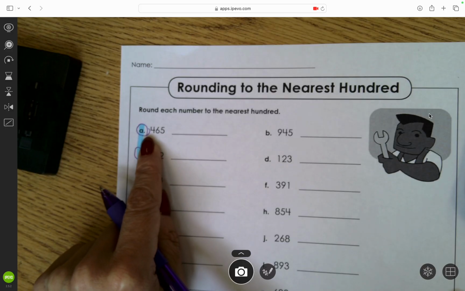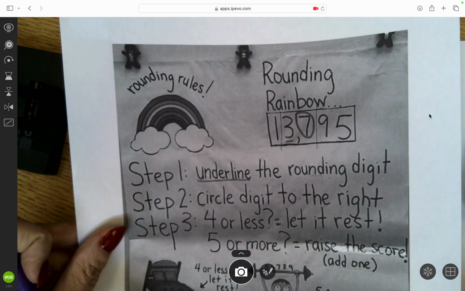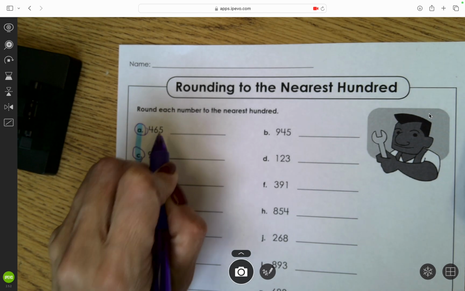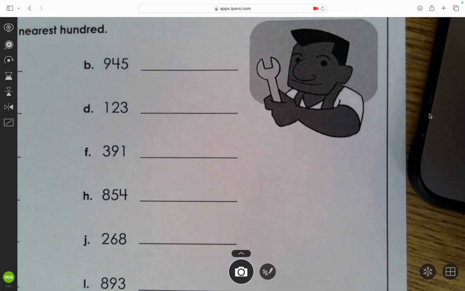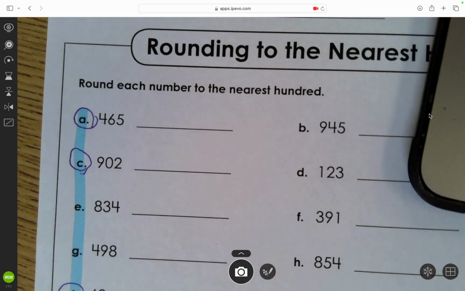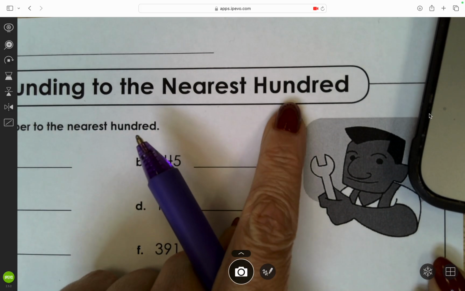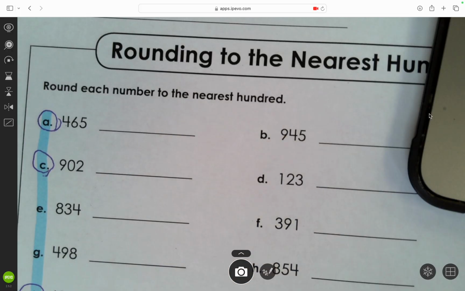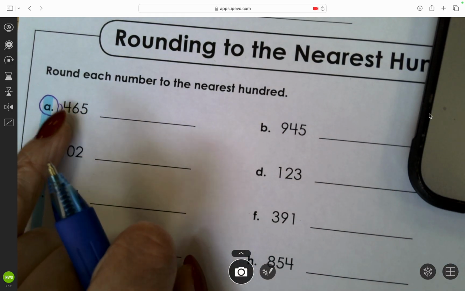Letter A, we have 465, and we need to round to the nearest 100. So step 1 says, underline the rounding digit. Remember, a number is made up of digits, and based on where the digit is placed determines its value. So let me zoom in here. When we are rounding to the nearest 100, our rounding digit is going to be in the hundreds place. So our rounding digit is whatever place we're rounding. So to the nearest 100, we are going to underline our number in the hundreds place. Here's our ones, tens, hundreds.